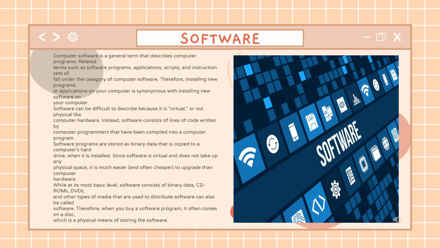Next is software. Computer software is a general term that describes computer programs. Related terms such as software programs, applications, scripts, and instruction sets fall under the category of computer software. Therefore, installing new programs or applications on your computer is synonymous with installing new software on your computer. Software can be difficult to describe because it's virtual, or not physical like computer hardware. Instead, software consists of lines of code written by computer programmers that have been compiled into a computer program. Software programs are stored as binary data that is copied to the computer's hard drive when it is installed.